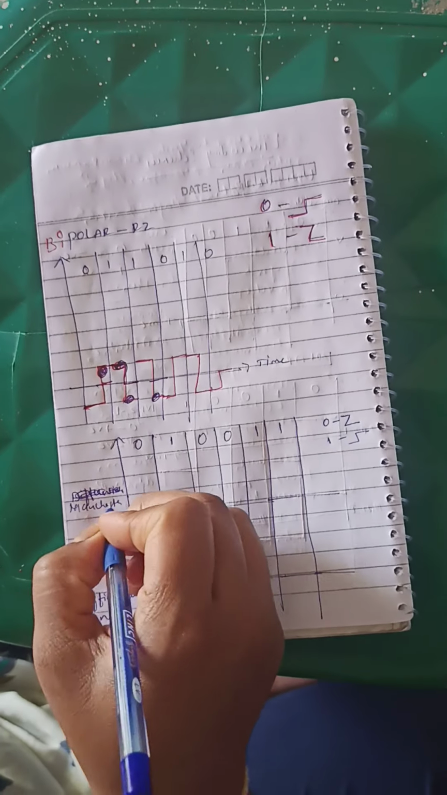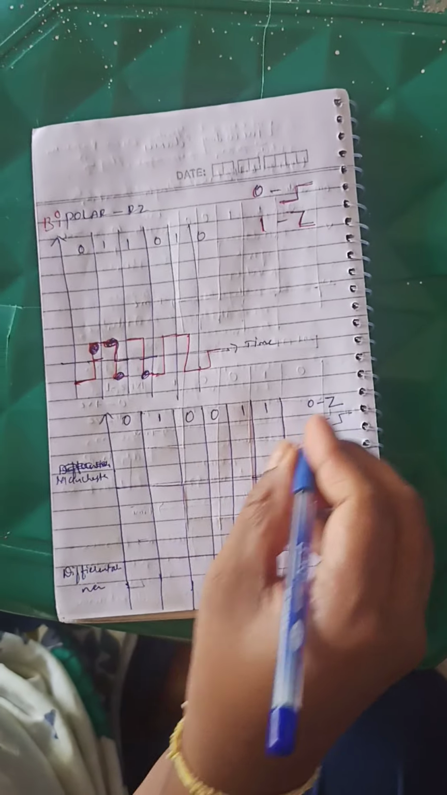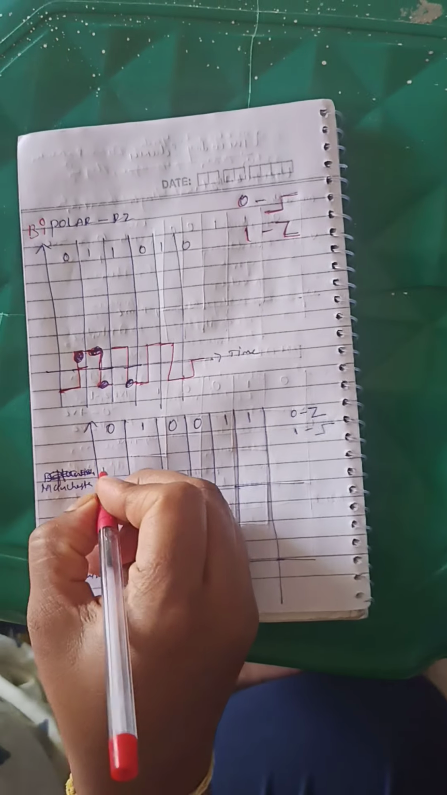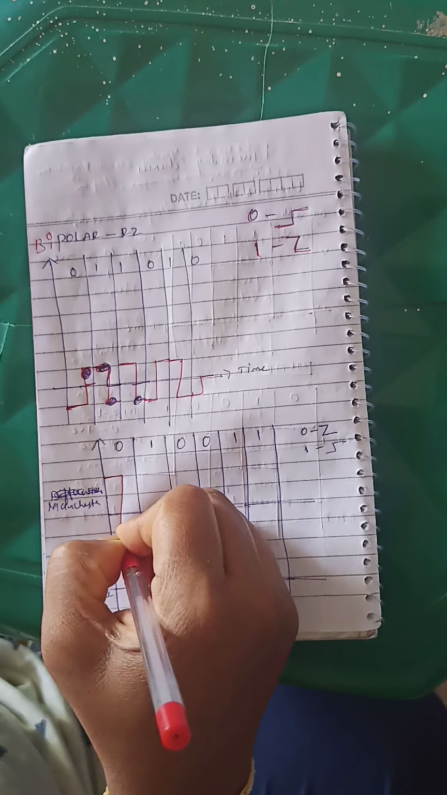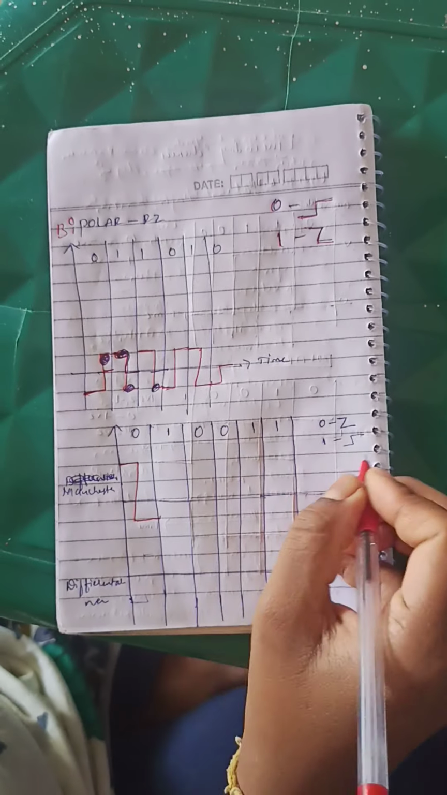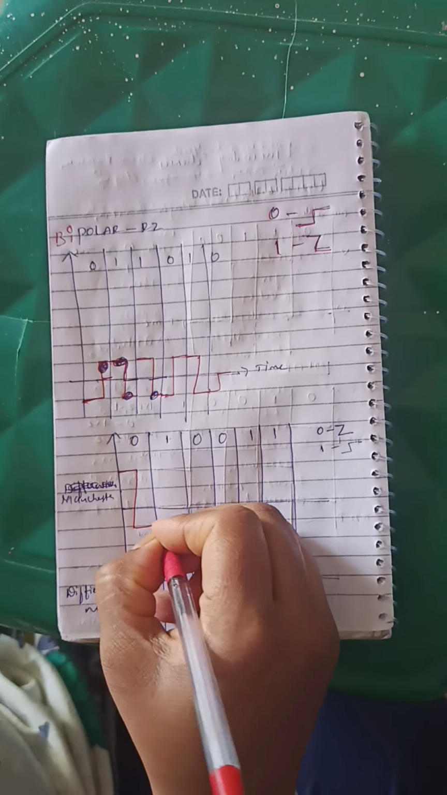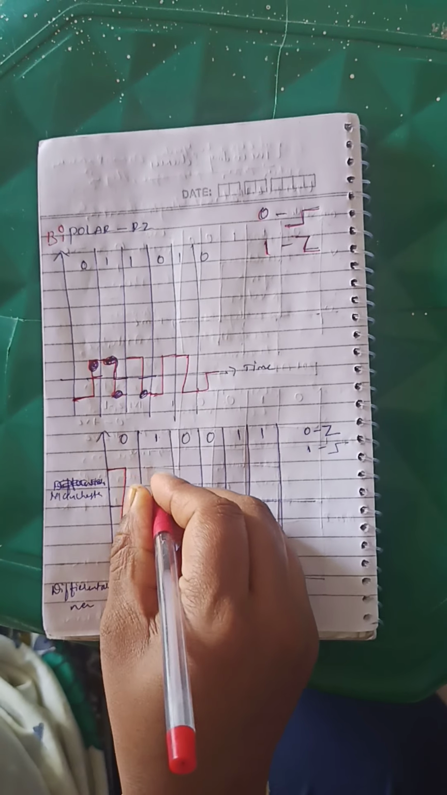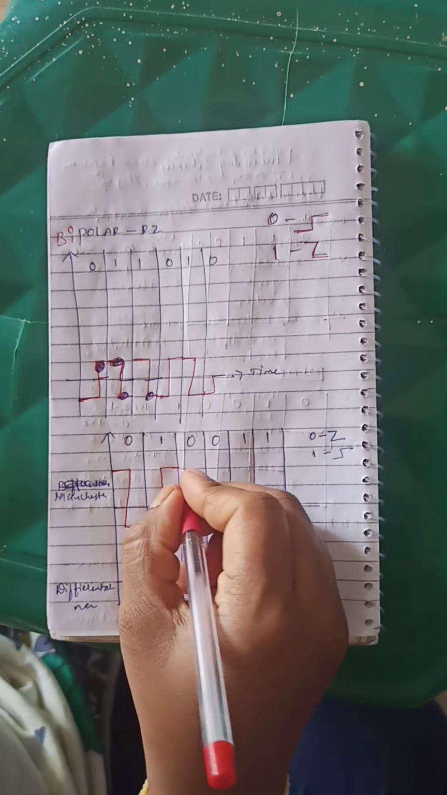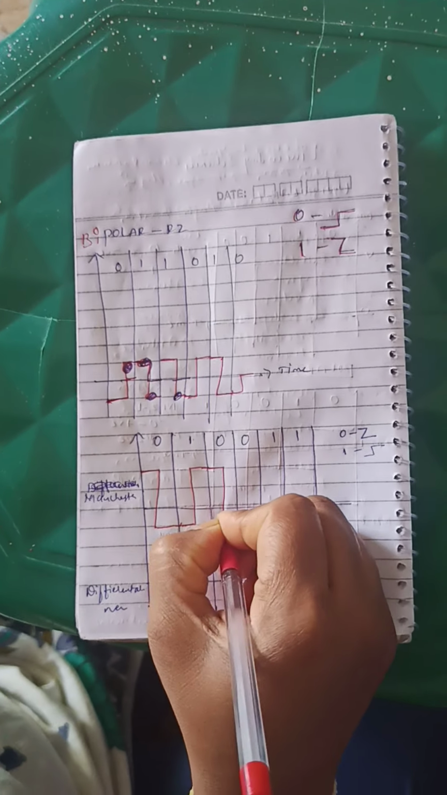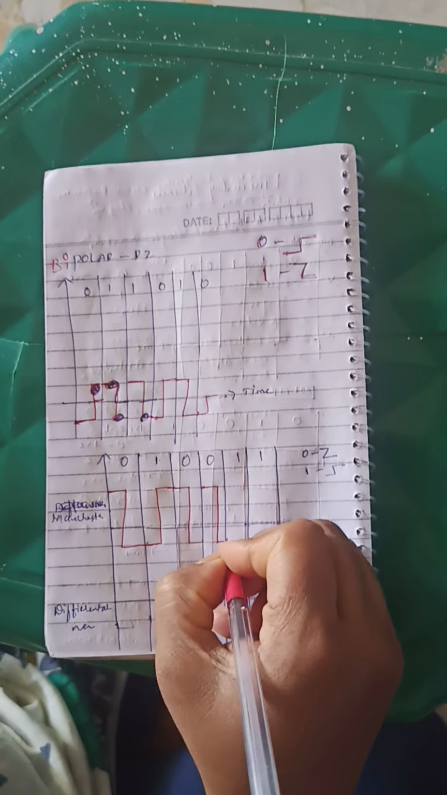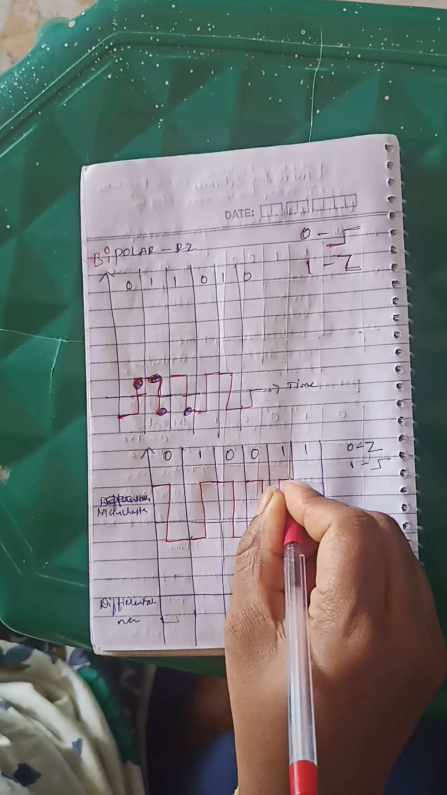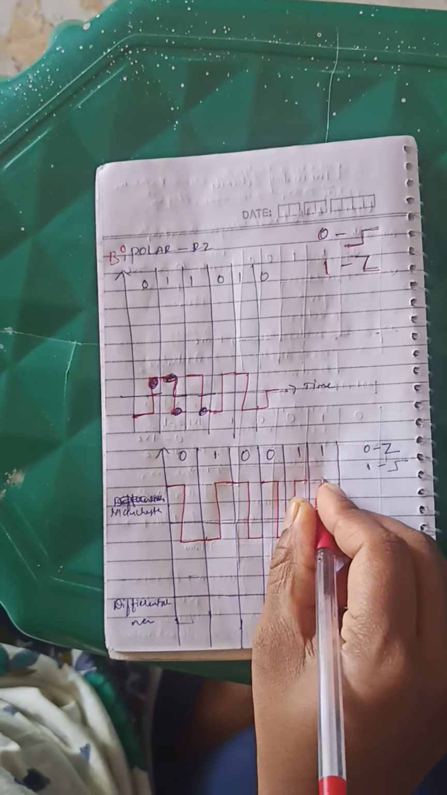Then I'll move on to the differential Manchester as well as the Manchester technique. In the Manchester technique, if it is 0, it should be normal Z, that is high to low. If it is 1, it should be low to high. Again if it is 0, it is high to low. Again if it is 0, high to low. If it is 1, it is low to high. If it is 1, it should be low to high.